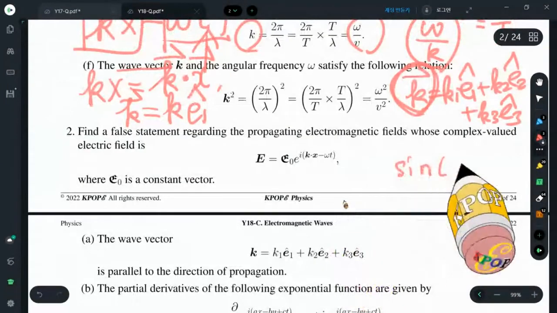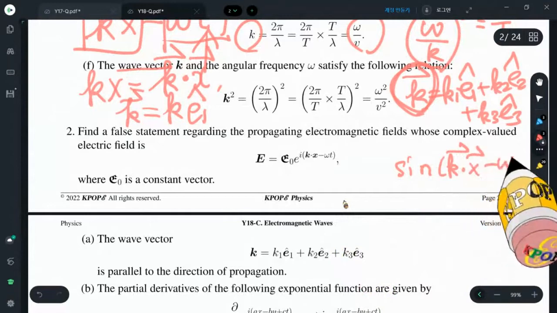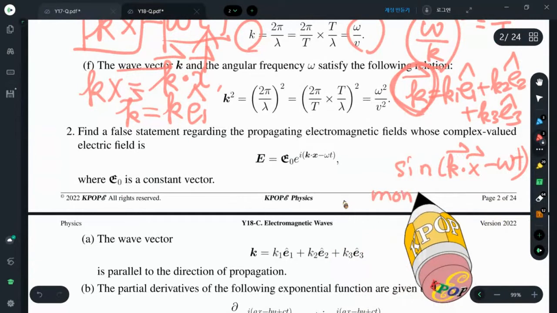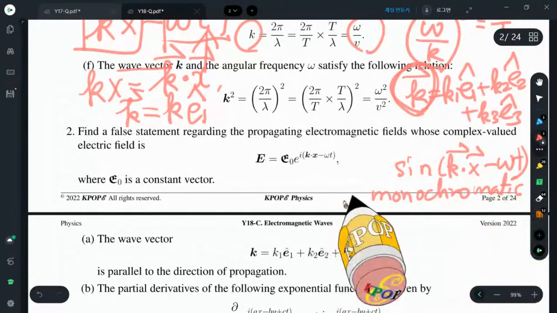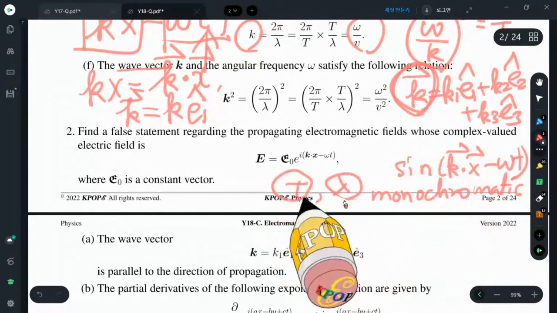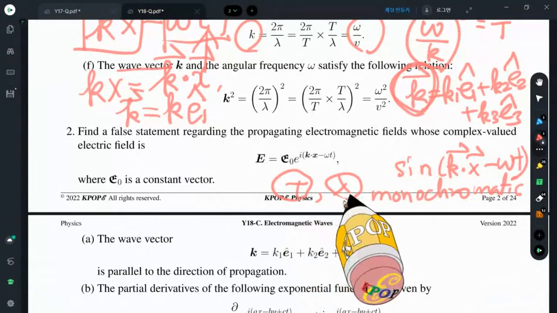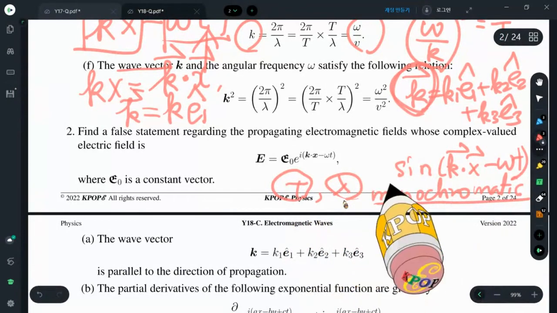A sinusoidal function is the simplest choice for a monochromatic wave. A monochromatic wave is purely one lambda and purely one period T. A single period, single wavelength wave is called a monochromatic wave.